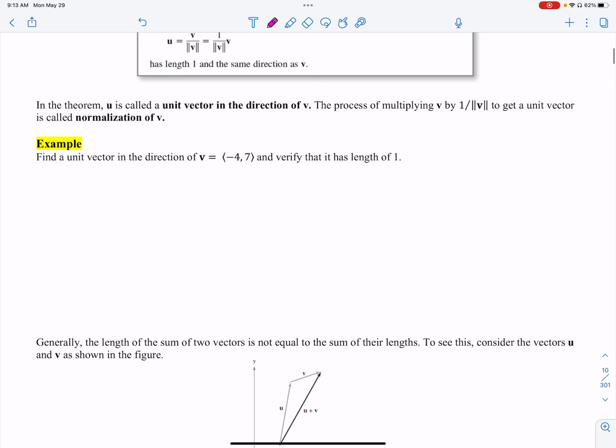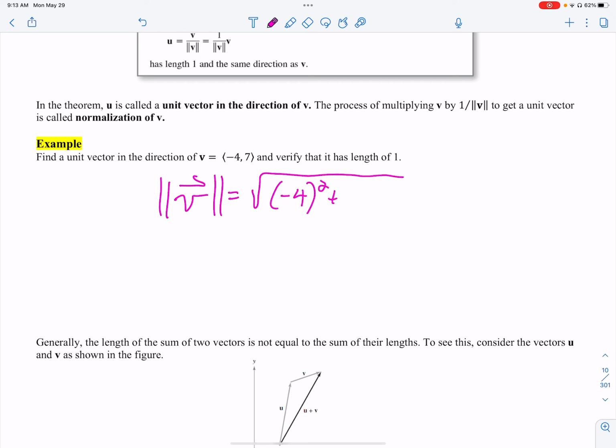Let's do an example because it's best to see it there. I have V is negative 4, 7. They want us to verify the length is 1. So find a unit vector, so we're going to have to do that and then verify. The magnitude is our first thing, because if it is a unit vector, we can just leave it. This is equal to the square root of 16 plus 49. That is the square root of 65.